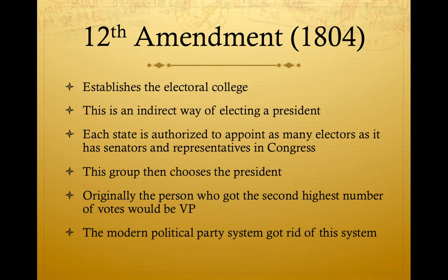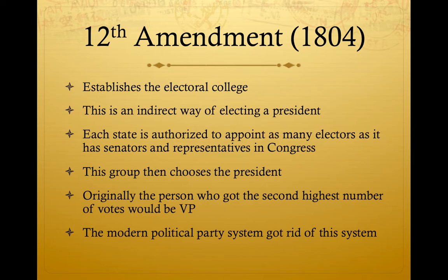12th Amendment, 1804. The 12th Amendment establishes the Electoral College. This is the indirect way we have of electing a president. Electing a president is a very complex process, and the Founding Fathers really didn't think that we were smart enough to do it.